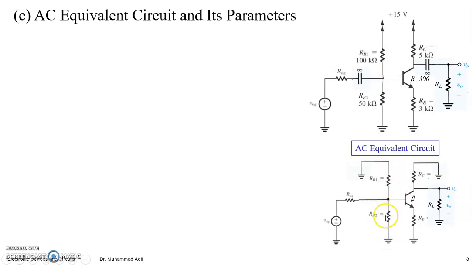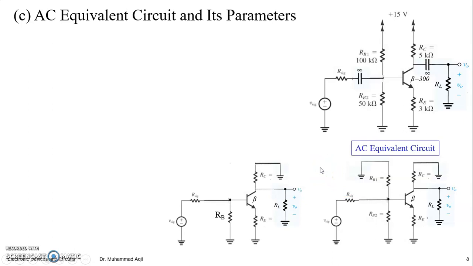So they behave as a single resistance parallel to RB1 and RB2 like this. So RB is luckily the same equivalent resistance as found while Thevenizing the DC equivalent circuit of this amplifier.